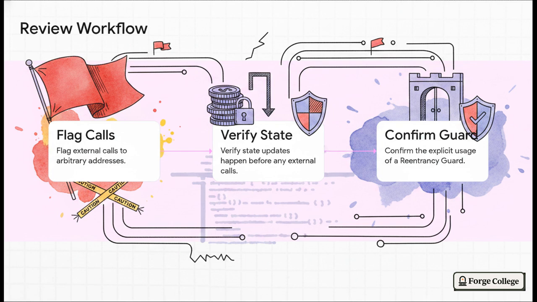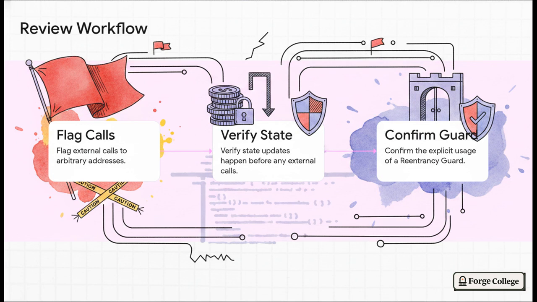This workflow right here is going to be your daily bread and butter. Step 1, always flag external calls, especially to arbitrary addresses or msg.sender. That's your first massive warning sign. Step 2, trace the surrounding logic and verify that state changes, like those balance deductions, happen first. Step 3, if an external interaction absolutely must happen, explicitly confirm the usage of a reentrancy guard.